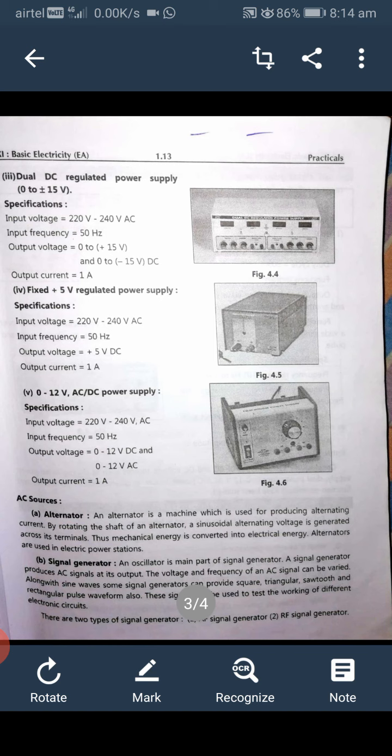Another power supply, 0 to 12 volt AC DC power supply. Specification of 12 volt AC DC power supply. Input voltage 220 volt to 240 volt AC, input frequency 50 Hz, output voltage 0 to 12 volt DC and 0 to 12 volt AC, output current 1 ampere. The diagram is shown below.